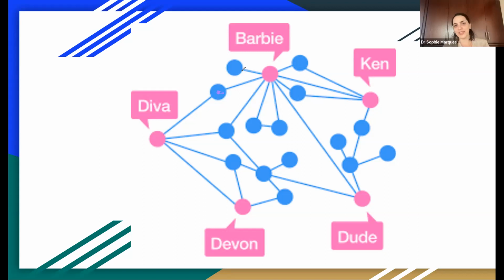I'm laughing at the comment in the chat. They have a lot of interpretation of what Barbie and Devon are doing, and that Barbie should be the main character of whatever.